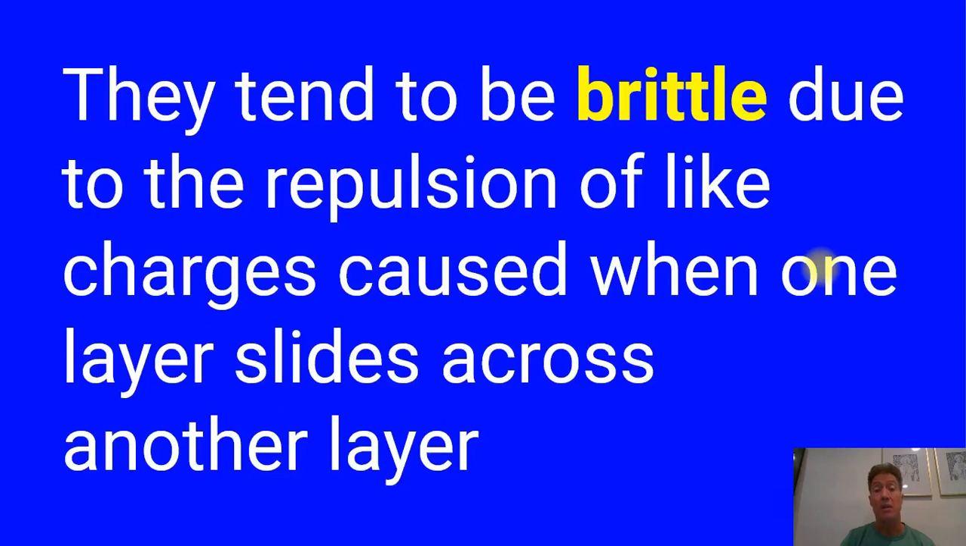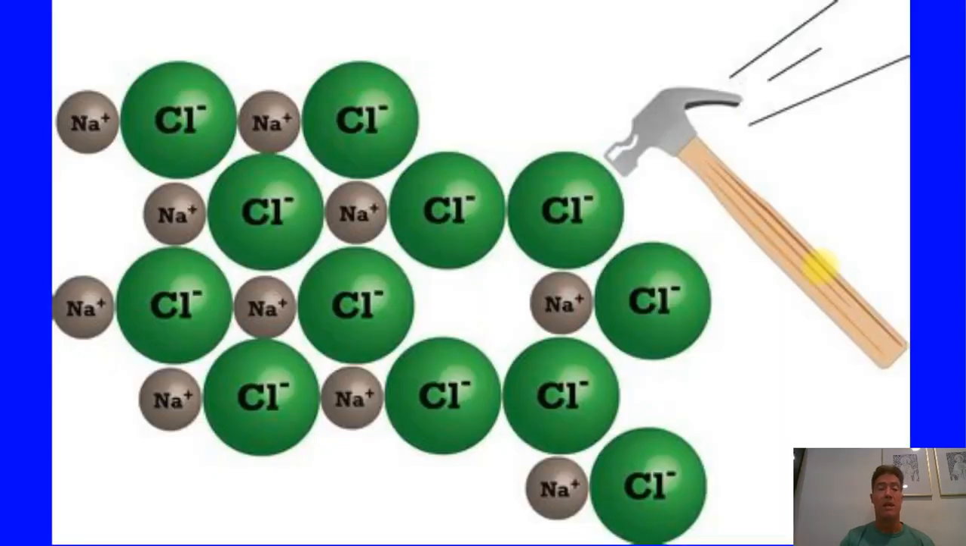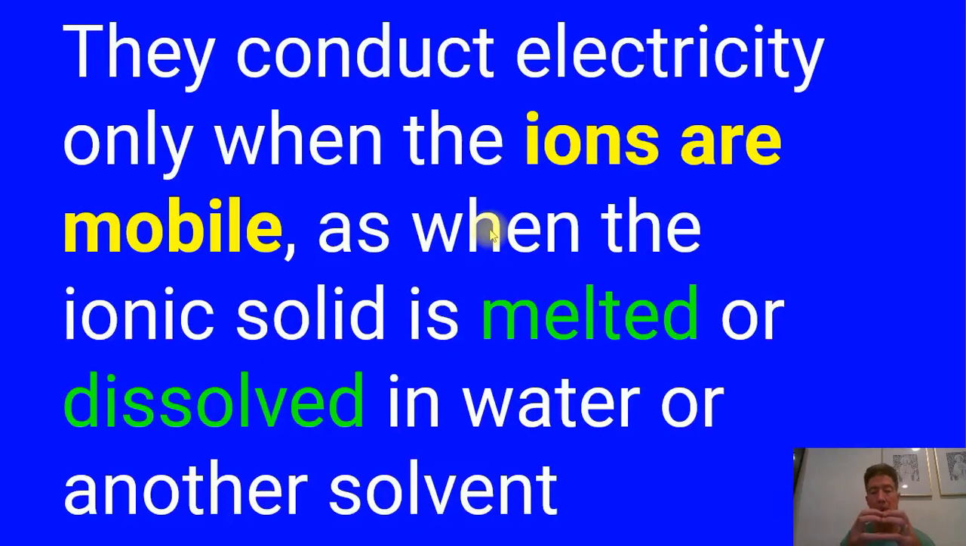They tend to be brittle due to the repulsion of like charges. Normally they're arranged to maximize attraction and minimize repulsion, but if you shift one layer with respect to the other, then the forces of attraction become forces of repulsion, and you'll have a cleavage plane. So they will tend to be brittle if you slip them, and they'll pop apart.